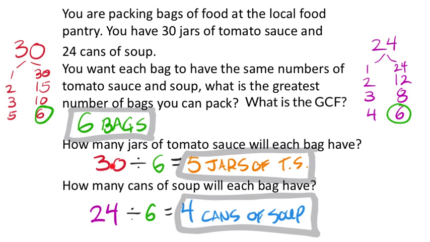Okay, so again, it's showing we can divide 30 and 24 both by 6. It's the biggest number we can divide by. You could have said that you could have divided it into 3 bags. You could have divided it into two bags. But the most bags we can pack here, the greatest common factor, is 6 bags.